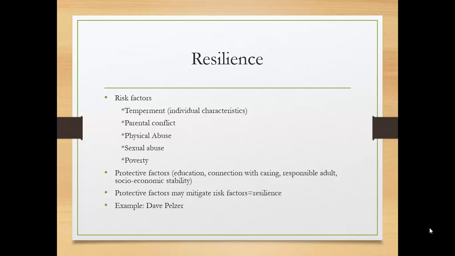Another thing that we look at sometimes in terms of a protective factor is socioeconomic stability. Is this a family that has some resources, some economic resources? And that seems to make a difference in children's lives.